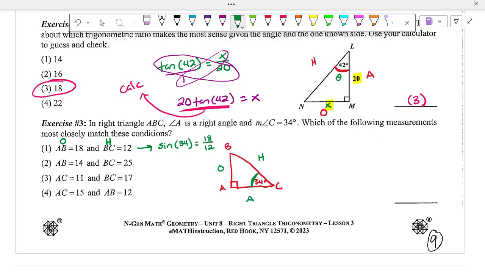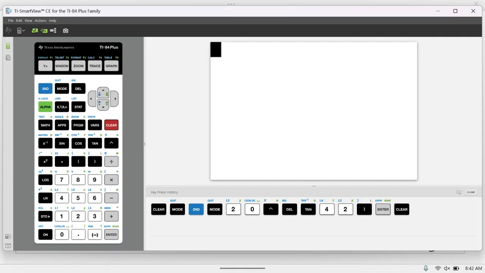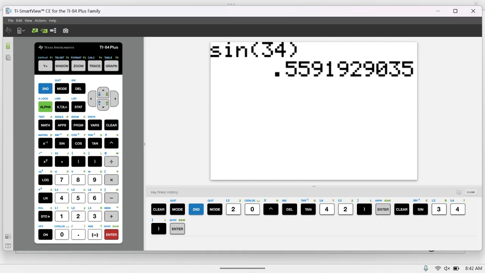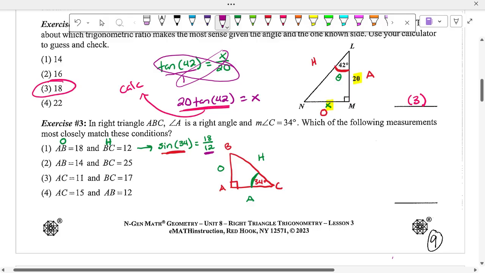So everyone should be putting this in their calculator. Put this part in your calculator, and then put this part in your calculator and see if they equal each other. They should not. So just to recap, if I put sine of 34, I get that. 18 over 12, I get that. They're not even close. So one's out.